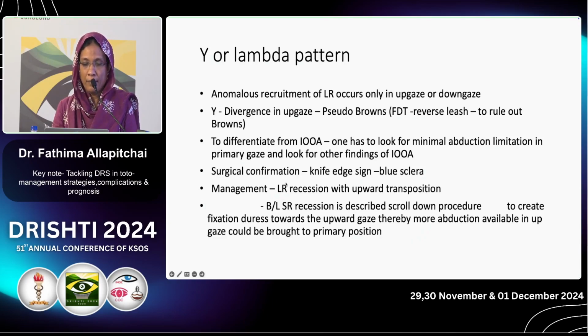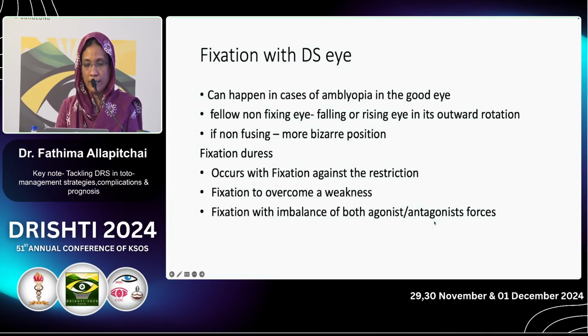To correct the lambda pattern, LR recession with upper transposition can be done. Instead, bilateral superior rectus recession can also be done. This is given in the textbook, but we don't have experience with it. And with fixation with the DSI, we should be very careful, because sometimes the Duane's eye will be used for fixation.